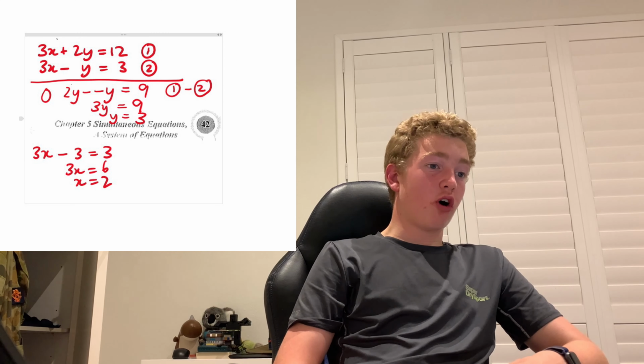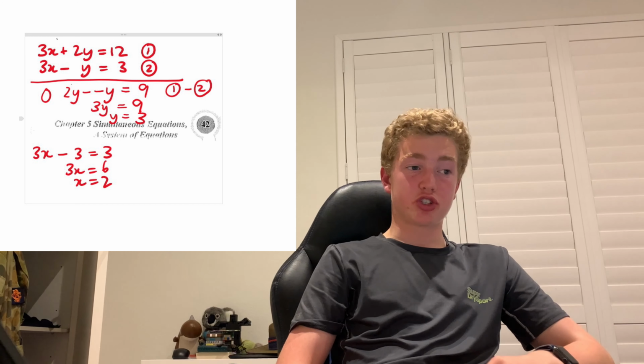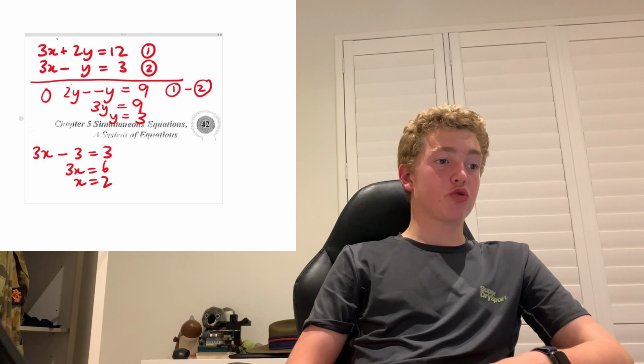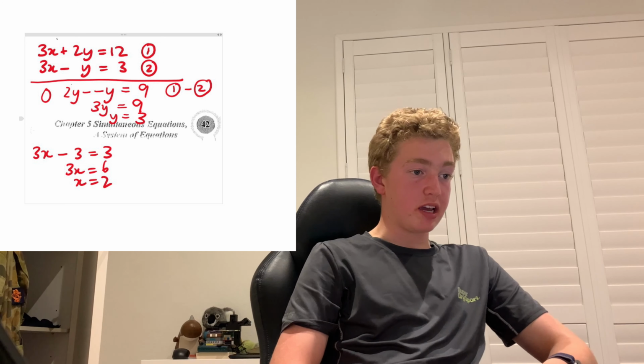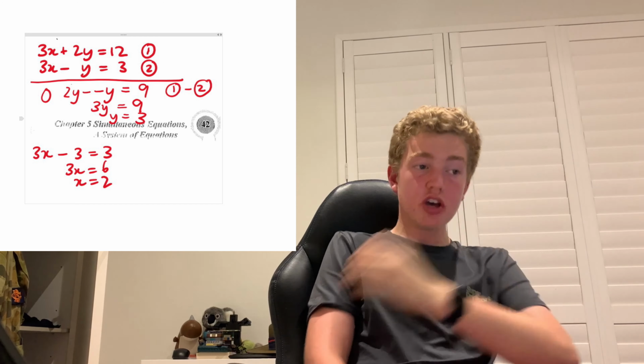The next method is the elimination method, which I also really like. I think it's a good one, but it only works well in some scenarios, in terms of easiness. So the equations that we've got here are 3x plus 2y equals 12, and then the second line is 3x minus y equals 3. As we can see here, both equations have a 3x.